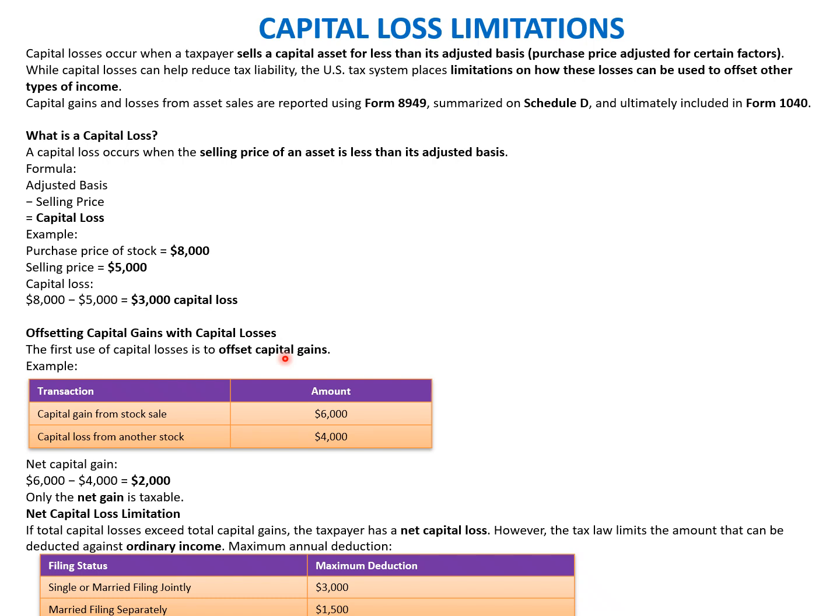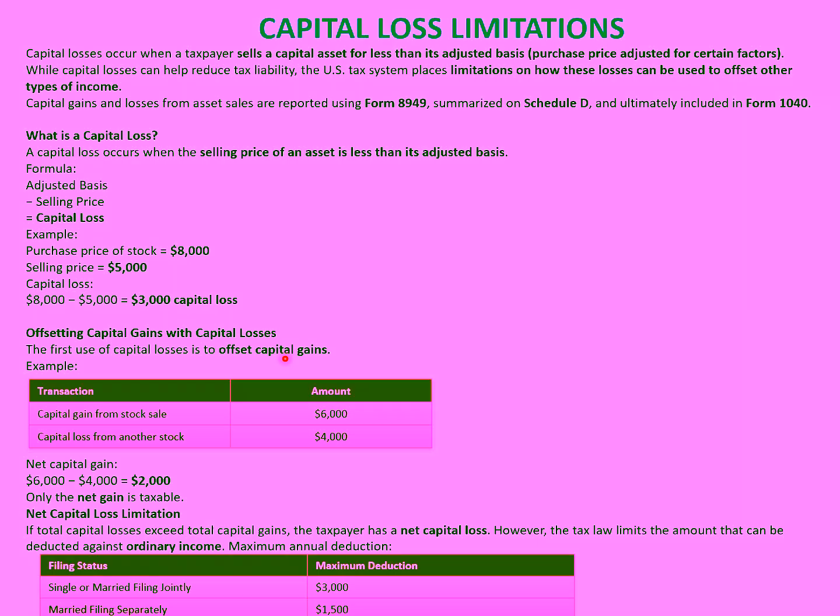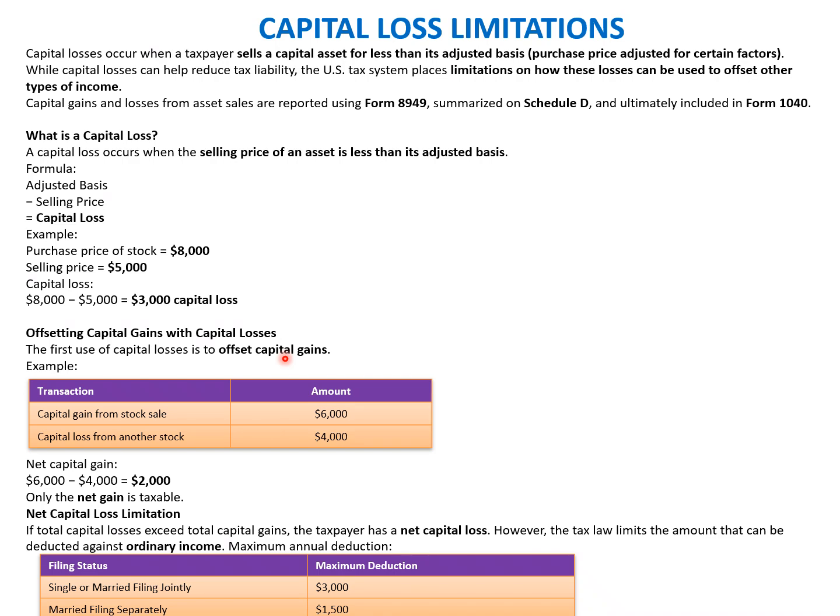The concept here is that when there is a capital loss, what are the limitations? Can the losses incurred be set off against a certain set of income? If yes, to what extent? And if not, then what is the treatment? We are going to talk about that in this slide. The first use of capital loss is to offset capital gain. Say the capital gain on a stock trade is 6,000 and the capital loss on another stock trade is 4,000. These will be set off against each other, so the net capital gain is 2,000. Only the net gain is taxable.